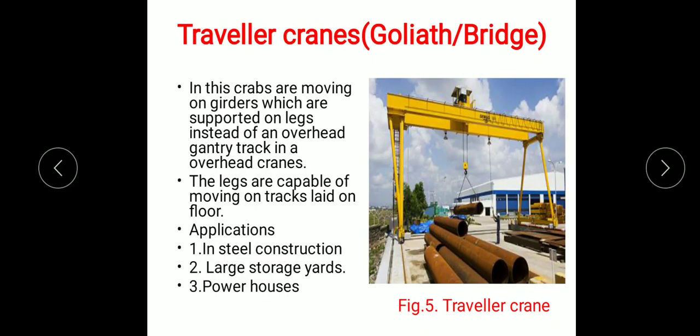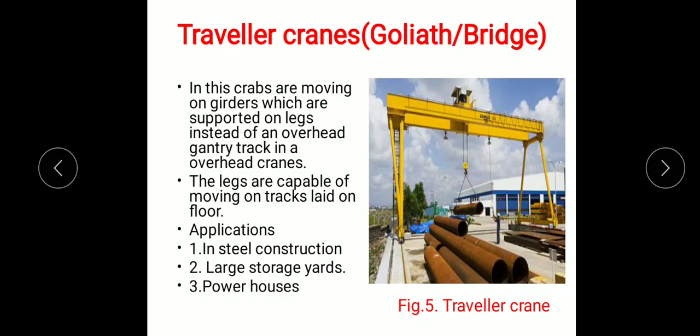Here figure 5 shows a traveler crane, in which we can see the legs are supported on this beam. Here two beams are provided, and at this position also a beam is there. So the legs are supported on this beam, and this is a crab. This is a crab through which the crane is operated. Here we can see a loading hook is there and a load is attached.